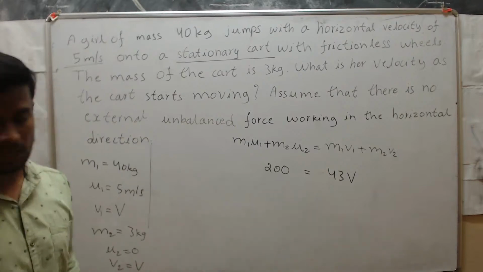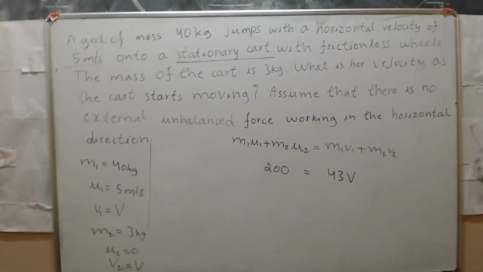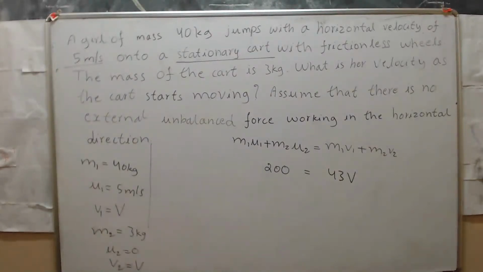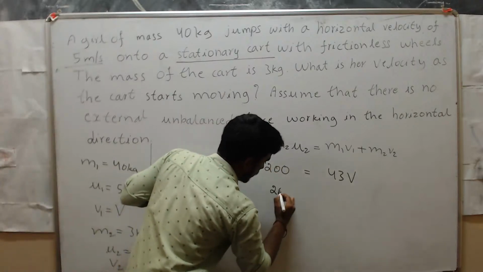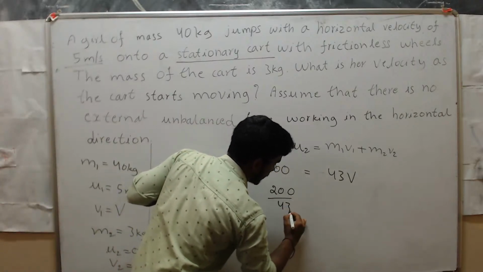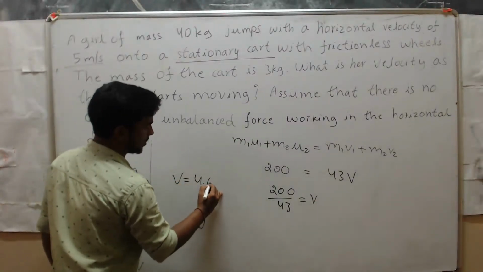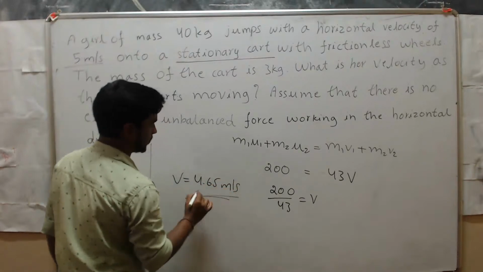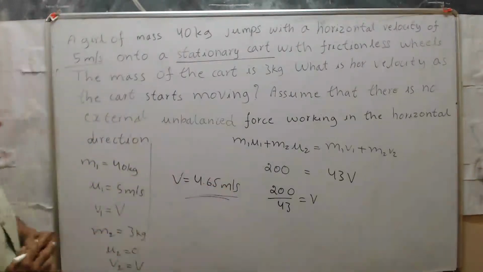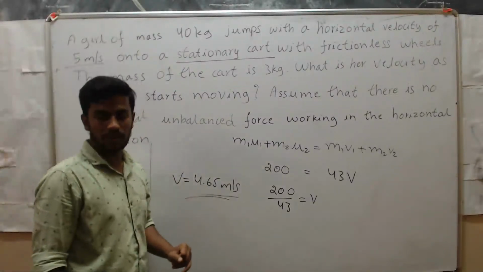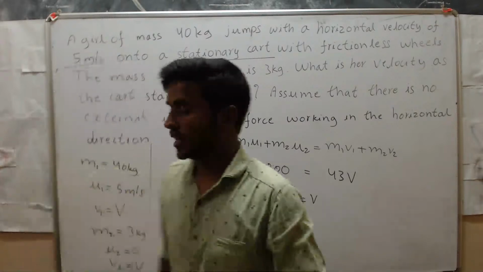Yes, what is the answer? Calculate V. That is 4.6 meter per second. Is it right? Wait, let me check. Yes, correct, 4.65 meter per second. So 200 divided by 43 is equal to V. Finally, we will get V is equal to 4.65 meter per second. So when she jumps into that cart, at that time her velocity is 4.65 meter per second. So now this is the final velocity of that girl.